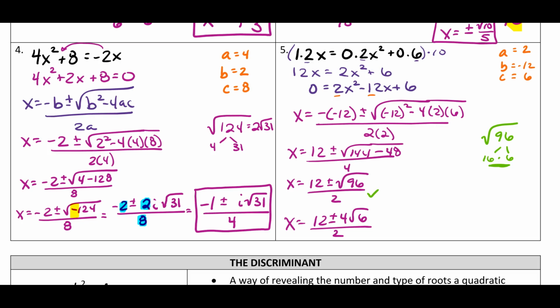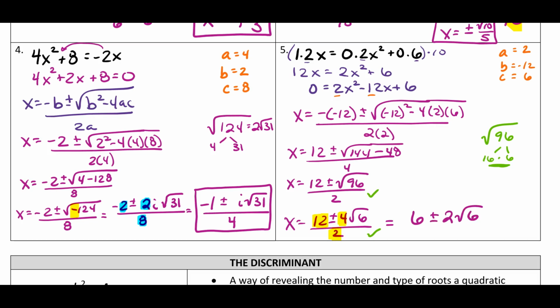Now, this still isn't quite done. So if you got that, though, that's awesome. Give yourself a little check. The last thing you have to do, if you didn't do it, is make sure these numbers here have no common factors. And 12, 4, and 2 can all be divided by 2. So 12 divided by 2 is 6. 4 divided by 2 is 2.